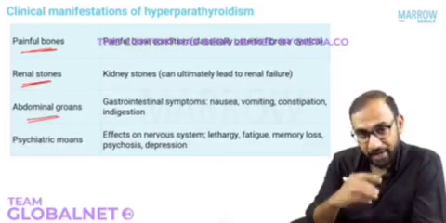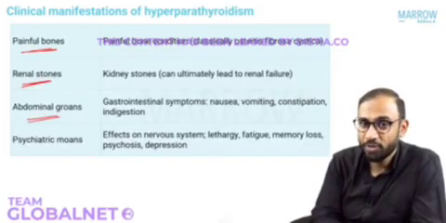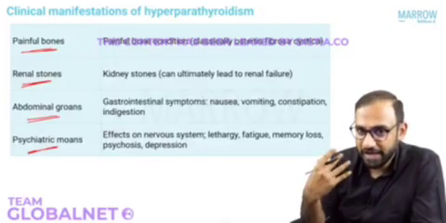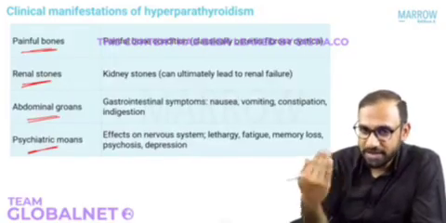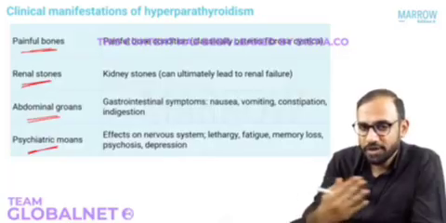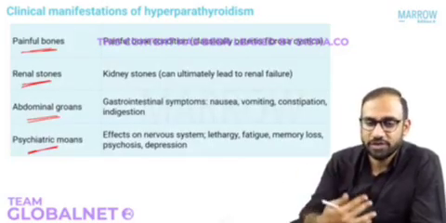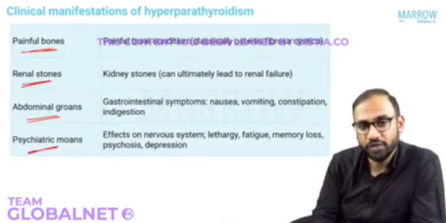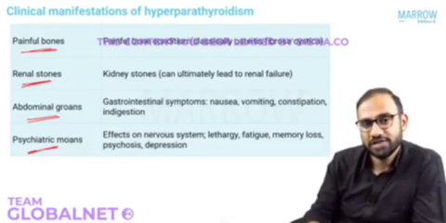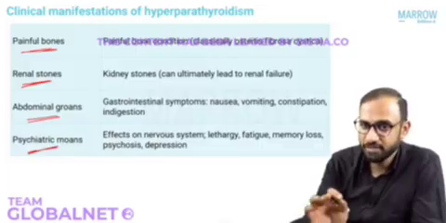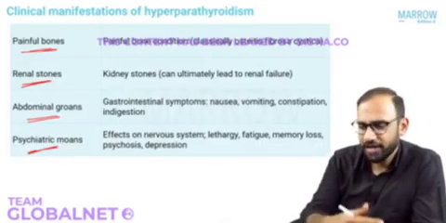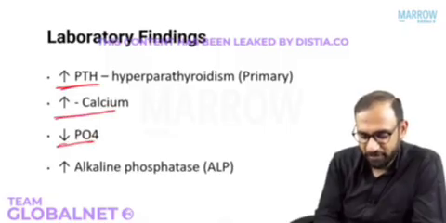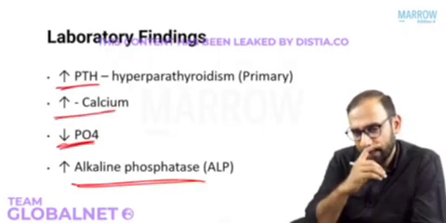Abdominal groans, right? Abdominal groans because of motility disturbances of the GI tract. And psychiatric overtones because of calcium disturbance at the cell membrane level, there are neurotransmitter movement abnormalities, which cause depression, fatigue, anxiety, and all these things. So, these are the other manifestations of increased serum calcium that occurs in primary hyperparathyroidism. Lab finding, I'm sure all of you know this by now. PTH is high, so calcium will be high, phosphate will be low, and there will be high alkaline phosphatase.